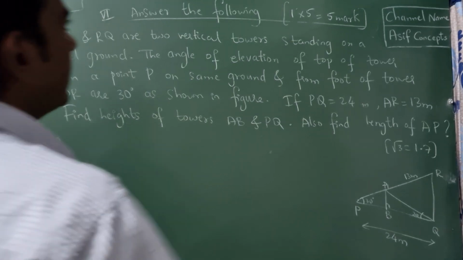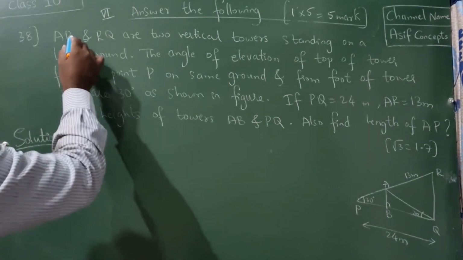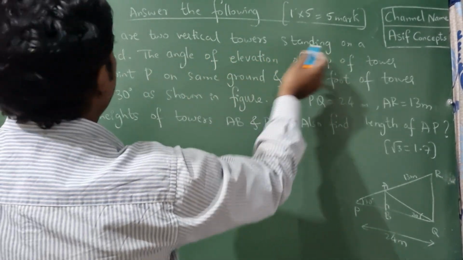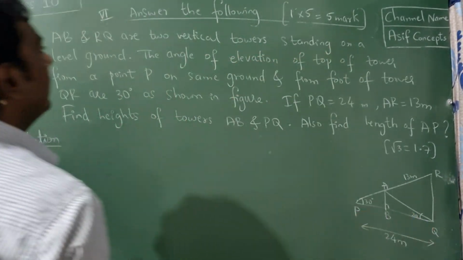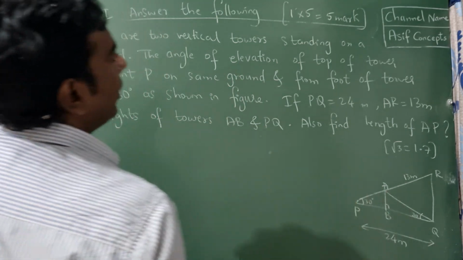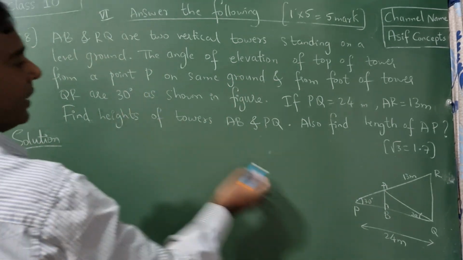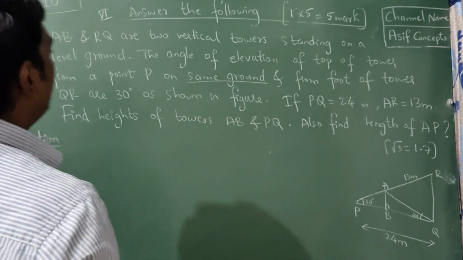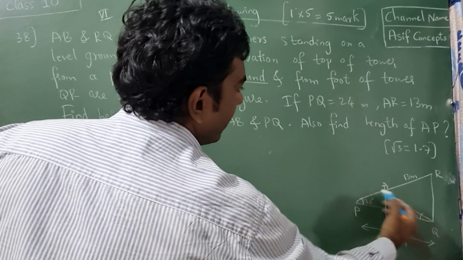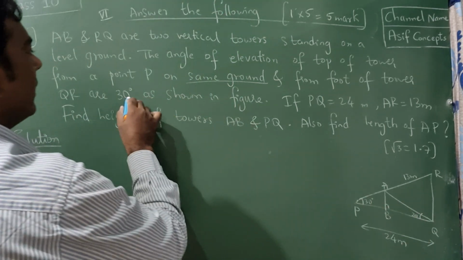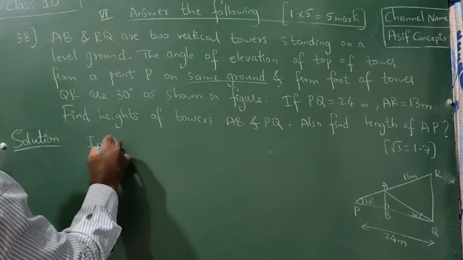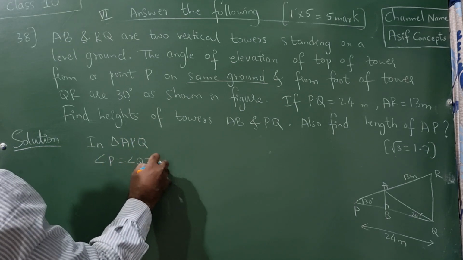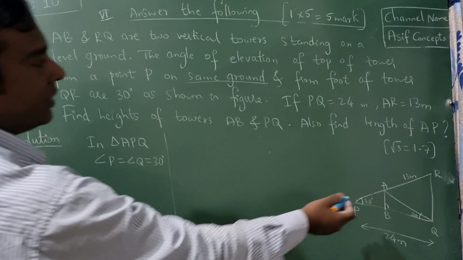Now 38th question is a 5-mark question. Now AB and RQ, this is AB, this is RQ, are two vertical towers standing on a level ground. Fine. The angle of elevation of a top of a tower from a point P, which is on the same ground, and the foot of the tower RQ, from here elevation if you consider, they both are 30 degree. So what I am going to write? In triangle APQ, angle P is equal to angle Q is equal to how much? 30 degree as shown in the figure.